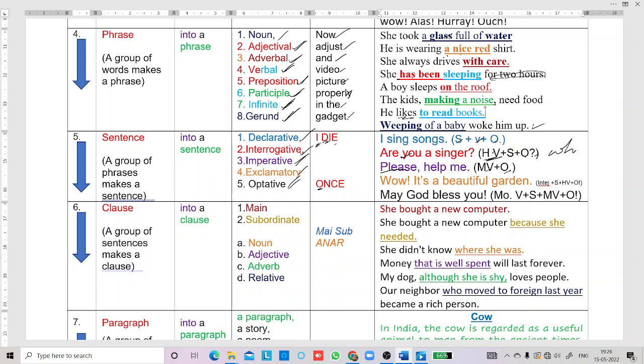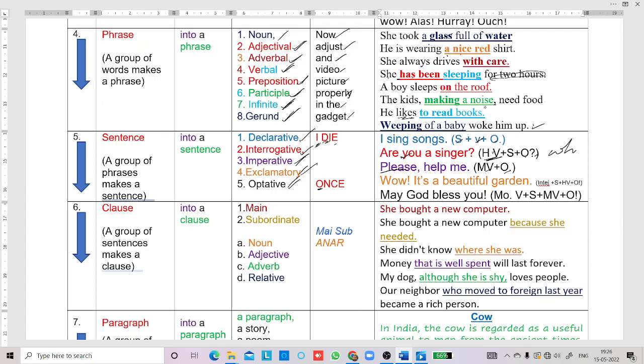We can say directly, please help me, because we are talking face to face. So for any statement, command, order, request, suggestion, instruction, or procedure, we generally don't use subjects, because we are talking to the person face to face.